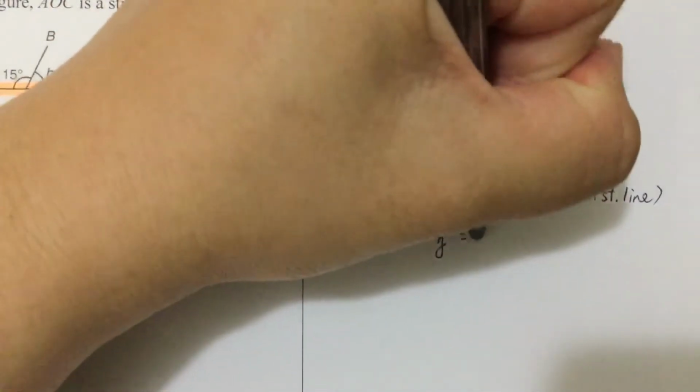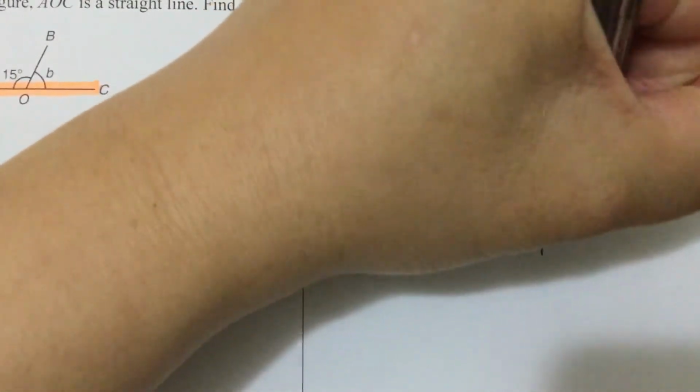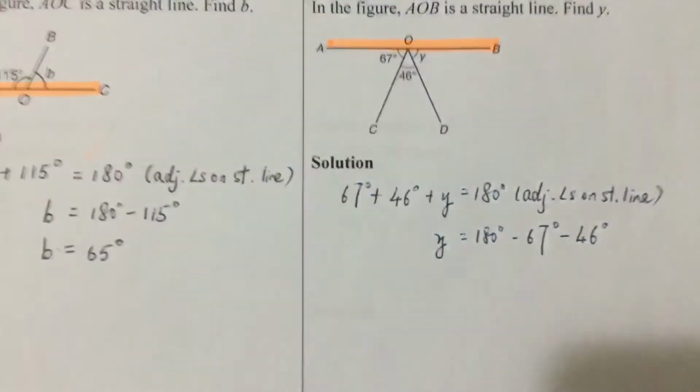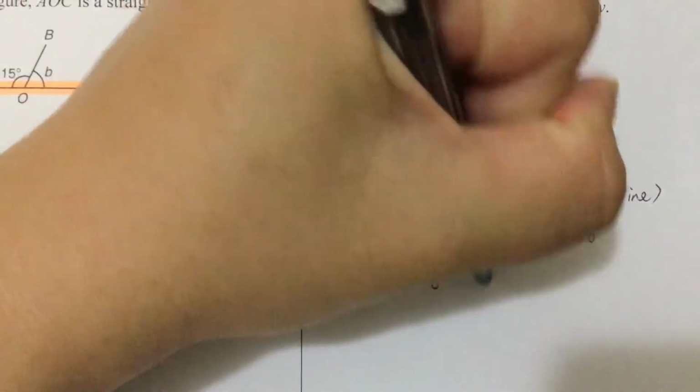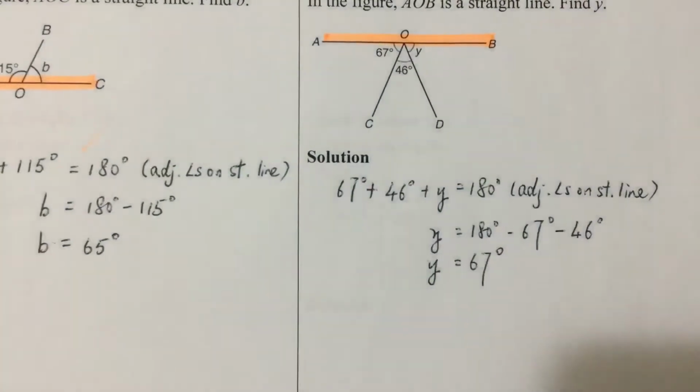And then we can do the calculation immediately. We have y equals 180 degrees minus 67 degrees minus 46 degrees. We can do the calculation now: that gives 113, so the answer for this one is y equals 67 degrees. So we have finished this one also.